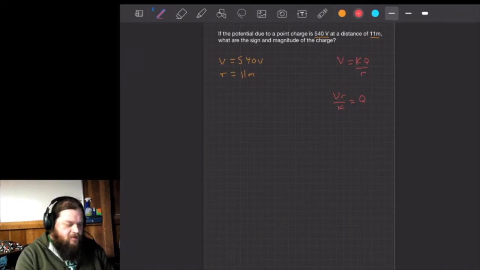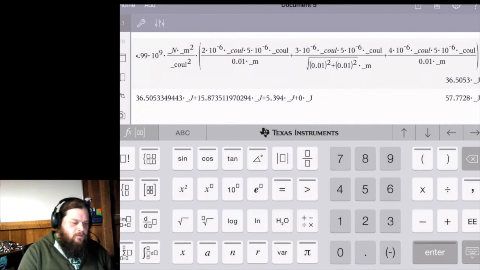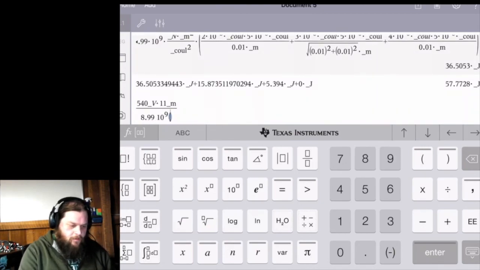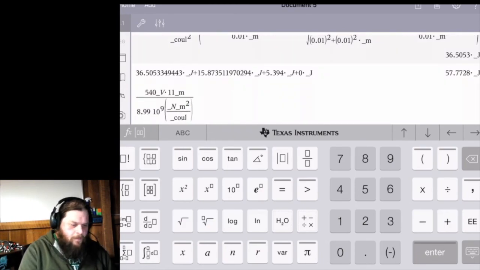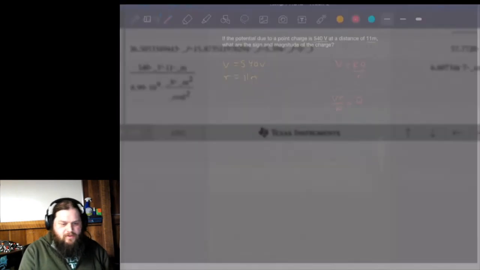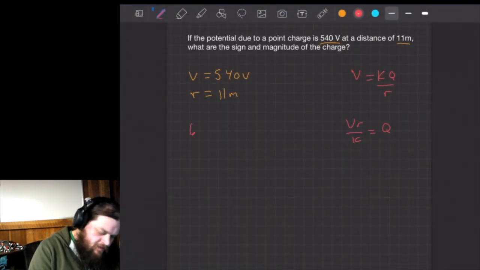So just plugging in the values into our calculator, we would say 540 volts times 11 meters, which is the distance they gave us for the point charge, divided by 8.99 times 10 to the 9th newton meters squared per coulomb squared, is equal to 6.61 times 10 to the negative 7 coulomb.